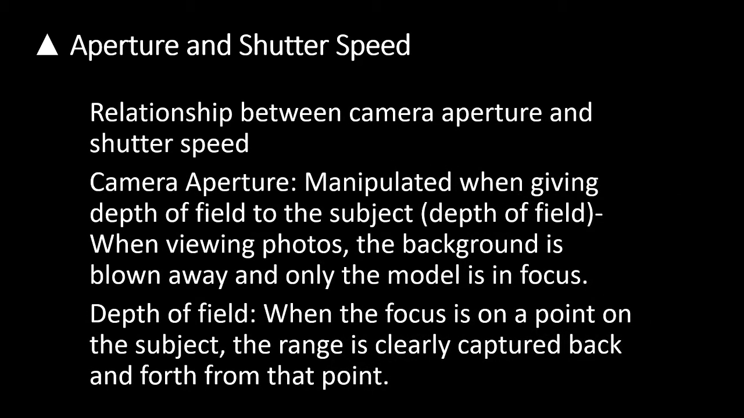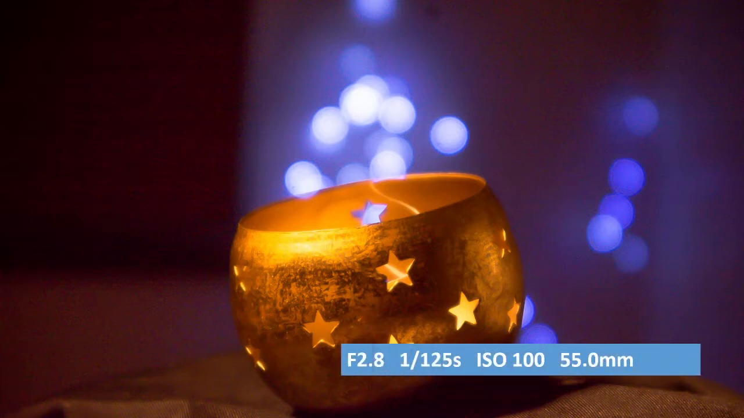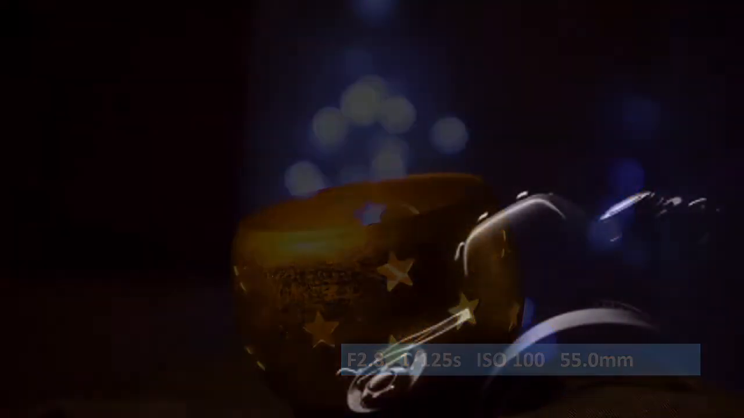Relationship between camera aperture and shutter speed. Camera aperture, manipulated when giving depth of field to the subject, depth of field when viewing photos. The background is blown away and only the model is in focus. Depth of field, when the focus is on a point on the subject. The range is clearly captured back and forth from that point.